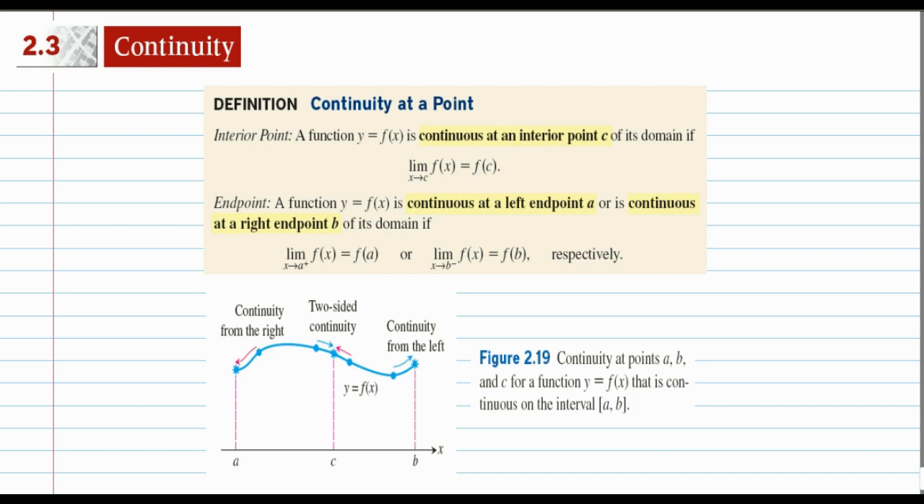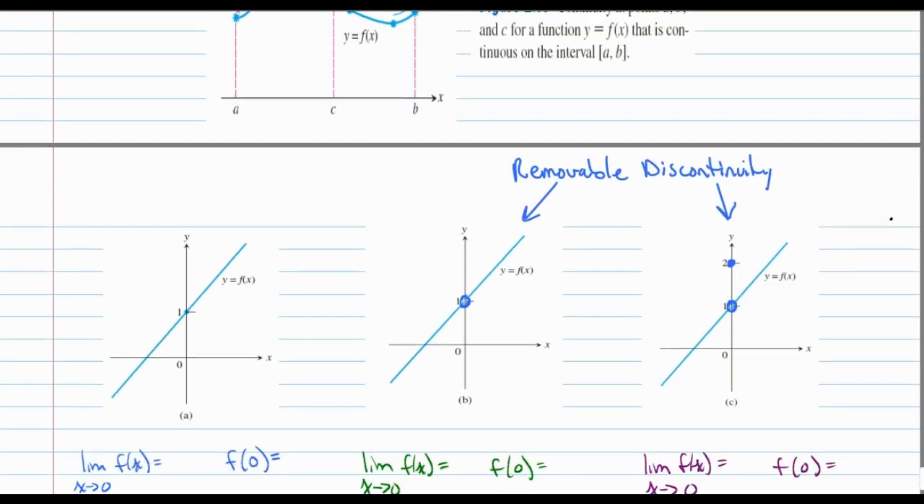We also have continuous as a right endpoint and continuous as a left endpoint. So the limit as x approaches a from the right equals the y value there, or the limit as x approaches b from the left equals the y value there. Continuous as a left endpoint, continuous as a right endpoint. So let's look at some examples.